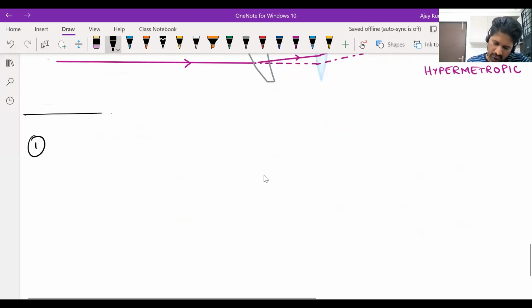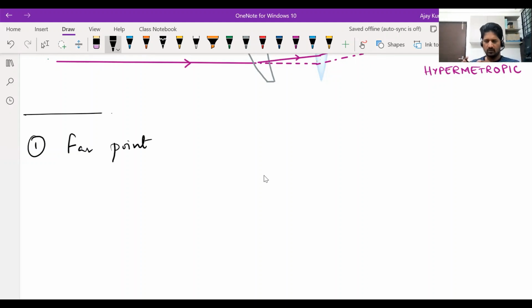Fine. Let's solve some problems based on this. First, the nearest distance of distinct vision for a person is around, okay, fine, let it be 25 itself. The farthest distance where a particular person is able to see clearly is called the far point. The nearest distance where we can see clearly is called the near point. The farthest distance where we can see clearly is called the far point.